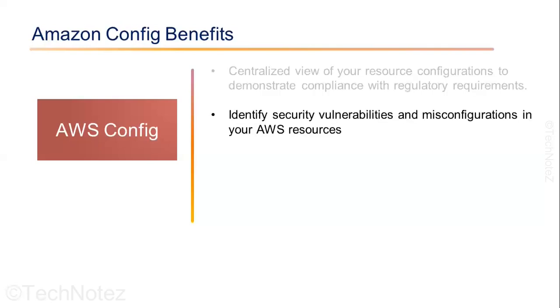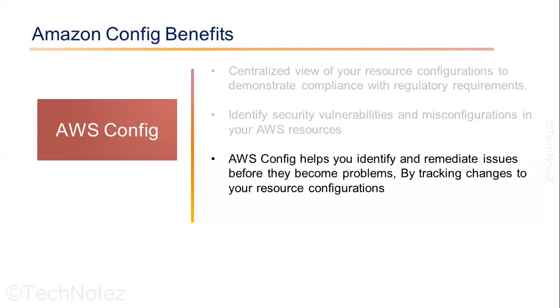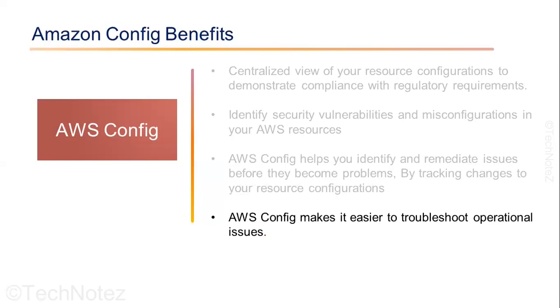requirements. Improve the security. AWS Config helps you to identify the security vulnerabilities and misconfigurations in your AWS resources. Reduce the risk. By tracking the changes in real time to your resource configurations, AWS Config helps you to identify and remediate the issues before they become a problem. Simplify the troubleshooting. With detailed tracking of configuration changes, AWS Config makes it easier to troubleshoot operational issues.